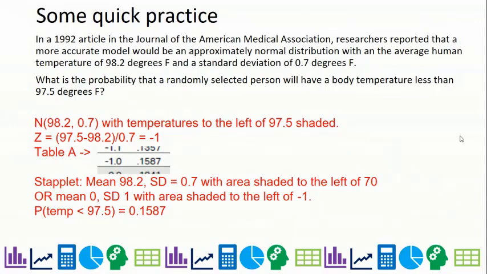By the way, now if I said someone is 2 standard deviations below the mean, is that the standard deviation? No. What is that? It's about 0.1587. That's what you should have gotten on the calculator.